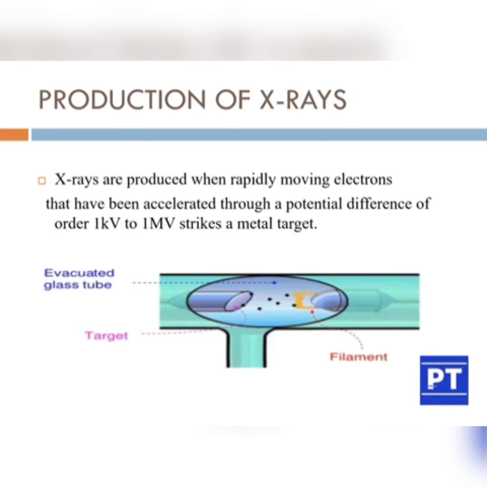The filament will always be the cathode and the target will always be the anode, and both are made of tungsten. The kV range is usually seen in diagnostic radiology, and the MV range of beam is seen in the radiotherapy department.